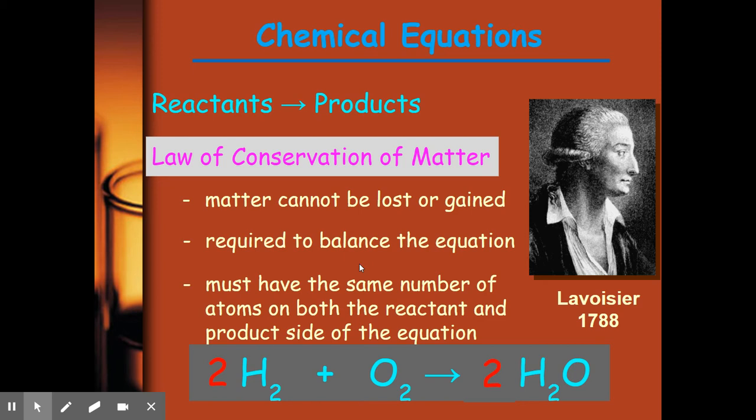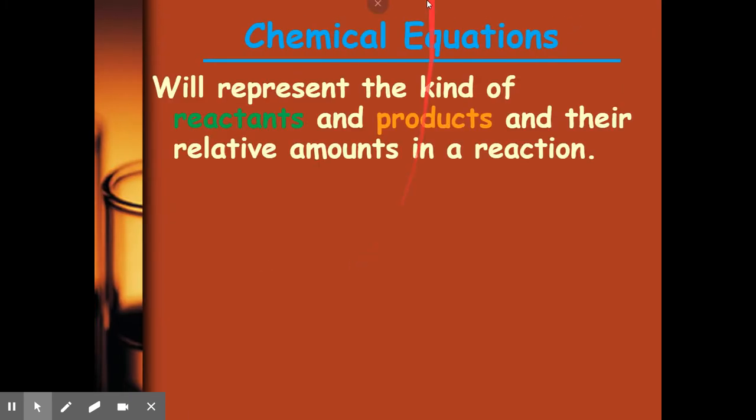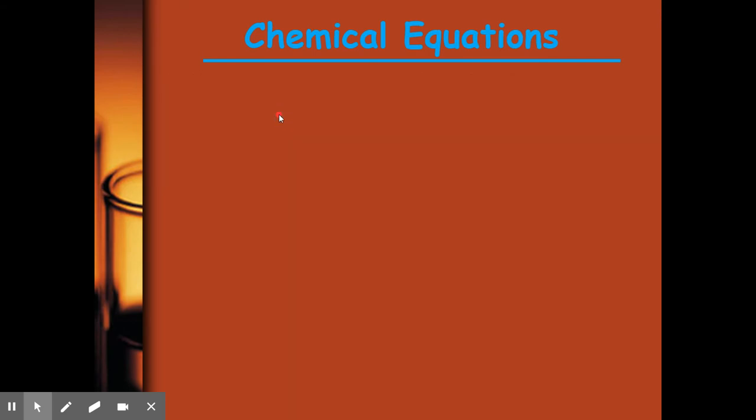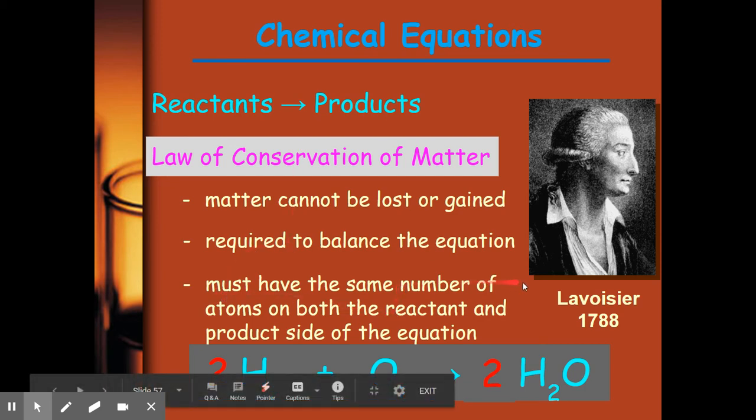All right, and that's pretty much what we're going to spend our time doing today, is giving you reactions and learning how to balance them. As we get through this unit, you'll be able to write the reactions, but we're not there as of yet. Okay, so chemical equations, like we saw before, will represent the kind of reactants and products and the relative amounts in the reaction. So if I look back here, you look down at that bottom reaction, you've got the 2 hydrogen molecules as written, plus 1 oxygen molecule makes 2 molecules of water. Okay.